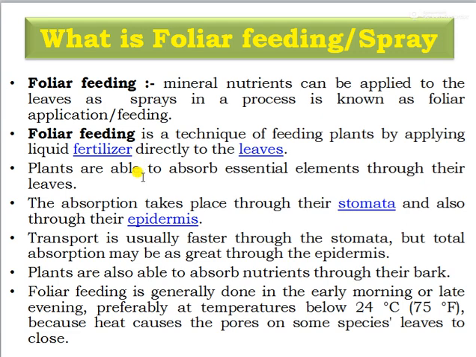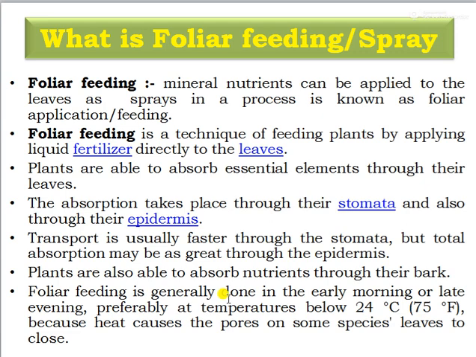Then you can see the plants are able to absorb the essential elements through their leaves. The absorption takes place through their stomata and also through the epidermis. The transport is usually faster through the stomata, but the total absorption may be greater through the epidermis. The plants are able to absorb the nutrients through their bark also, and foliar feeding can generally be done in the morning or late in the evening to avoid the volatile loss, preferably also due to high temperature during the afternoon period.